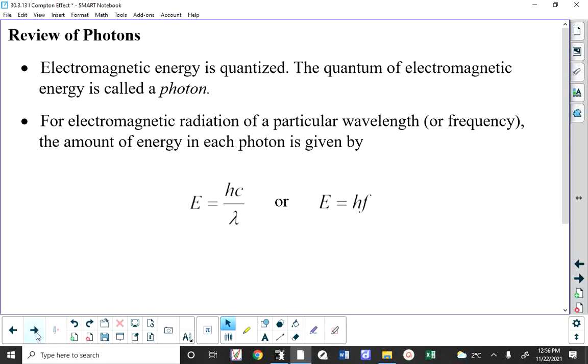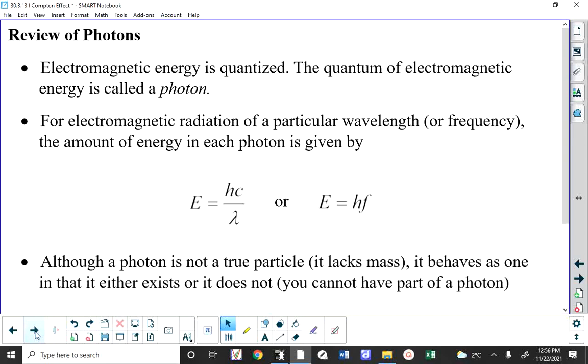So whatever you calculate hc over lambda to be, let's say you calculate hc over lambda to be 2 electron volts, that means no matter what I do to that light source, I can only take out of the light source 2 electron volts or 4 electron volts or 6, etc. I can't get 3.2. I can't even get 3. And those are the formulas we use.